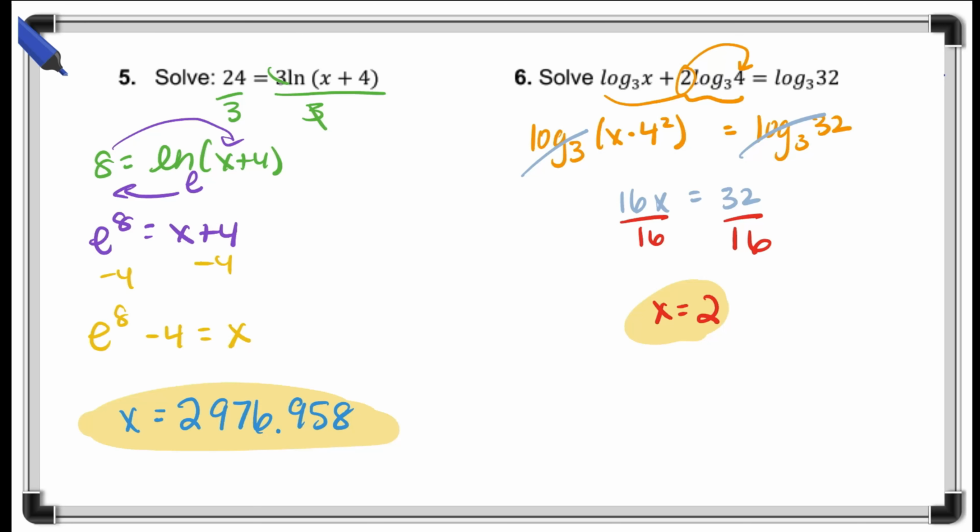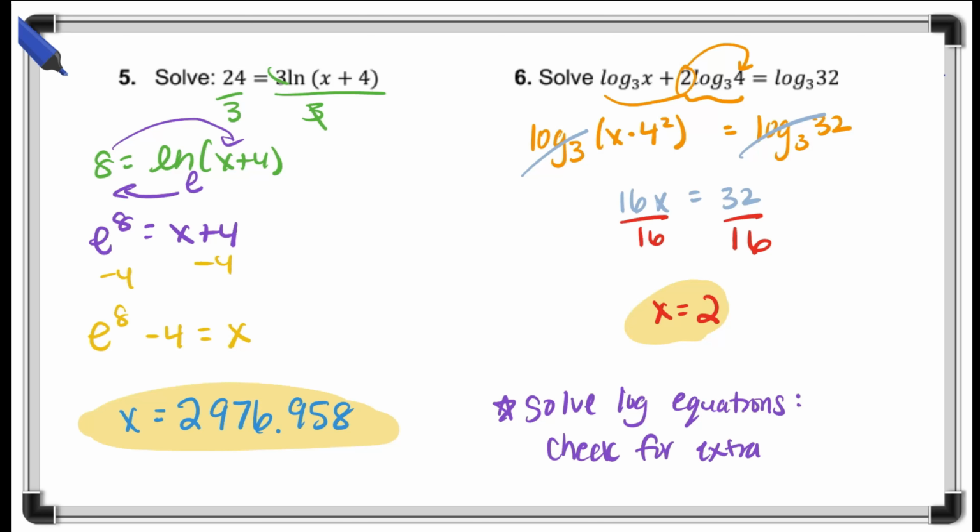Now remember, with these equations that we just solved, which are log equations or logarithmic equations, you need to make sure you are checking for extraneous solutions. So you need to make sure that when you take your answer and plug it back in for wherever your x is, you do not have an argument that is 0 or is negative. So in this case, these two answers are good.